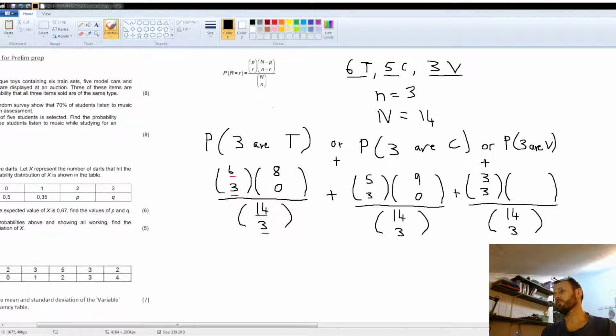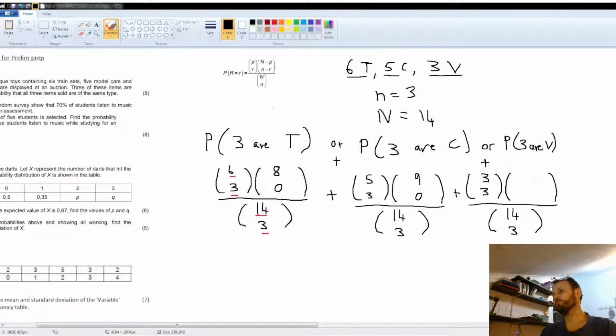So from 3, you want 3. All 3 should be that. There only are 3. If there were fewer than 3, by the way, this probability would be 0. If there were only 2 and you wanted all 3 to be of a certain type, then the probability of all 3 being that type would be 0. You can't get 3 if there are only 2.